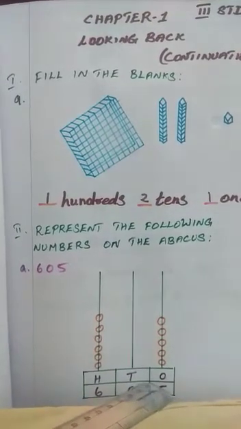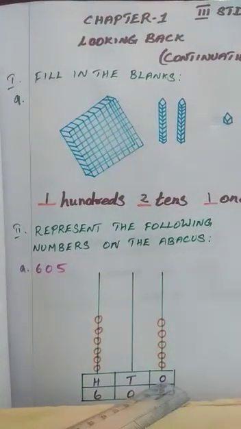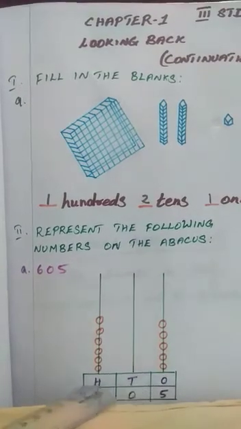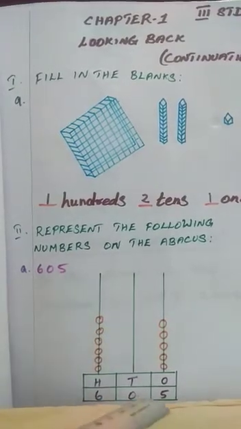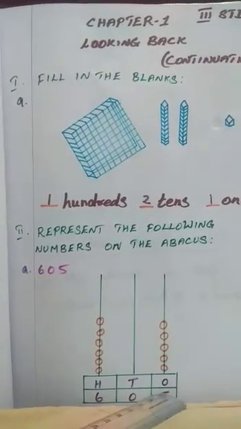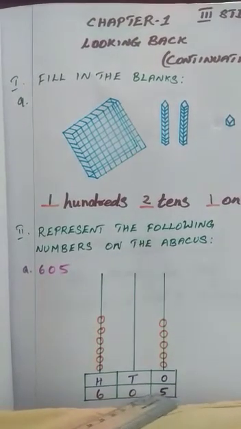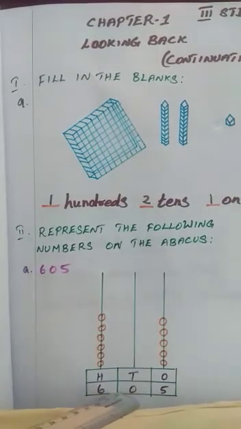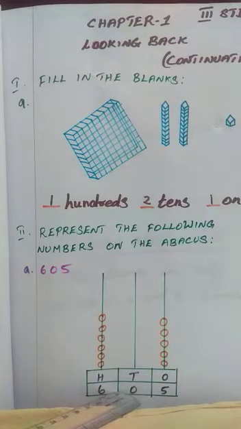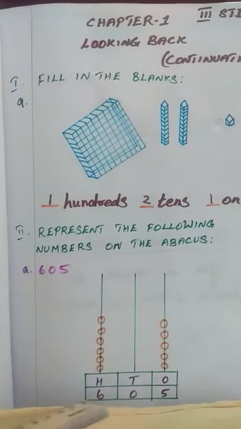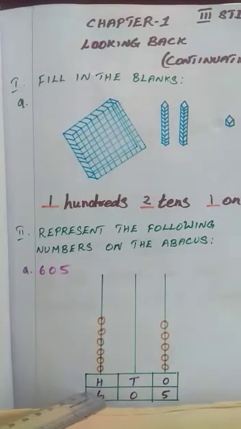Below that, in a box, you have to write the place value. First one, O denotes ones, T tens, H hundreds. Now you have to write the number below the place value. What number is in the ones place? 5. So you have to write 5 below the ones place. What number in the tens place? 0. So write 0 below the tens place. What number in the hundreds place? 6. So write 6 below the hundreds place.